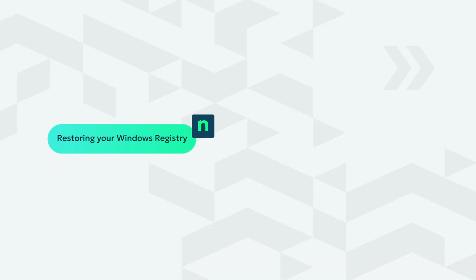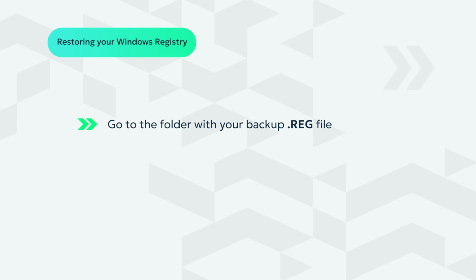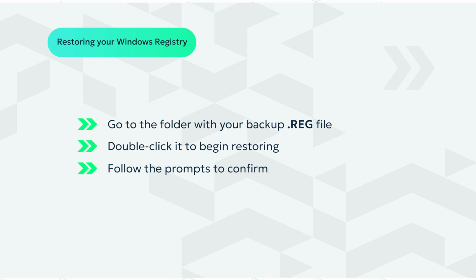Restoring your Windows registry. Go to the folder with your backup.reg file. Double-click it to begin restoring. Follow the prompts to confirm.